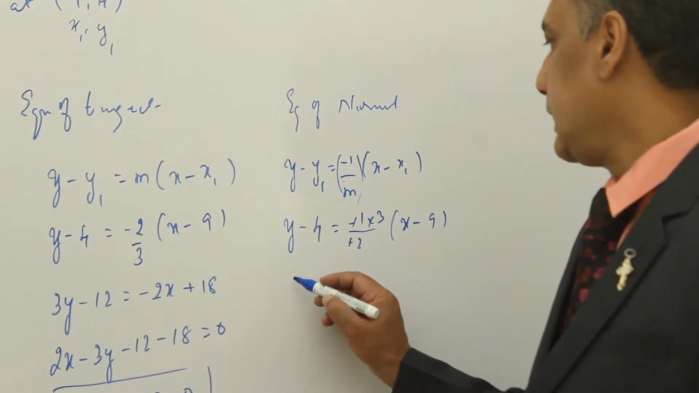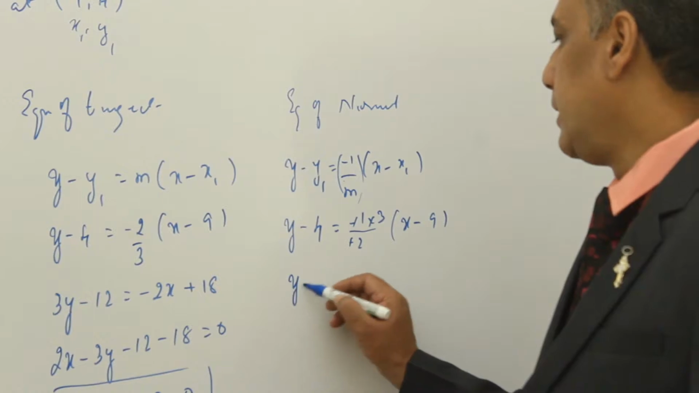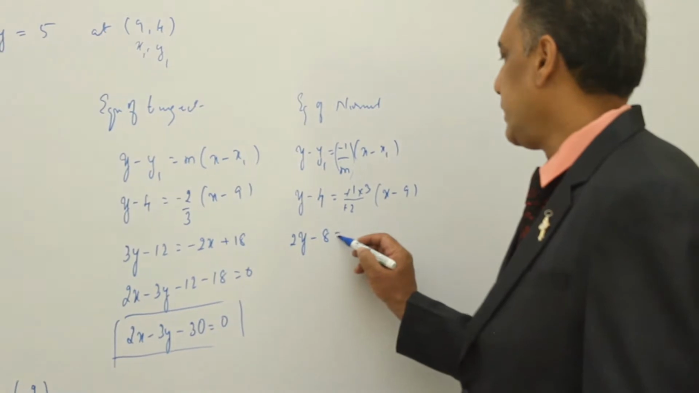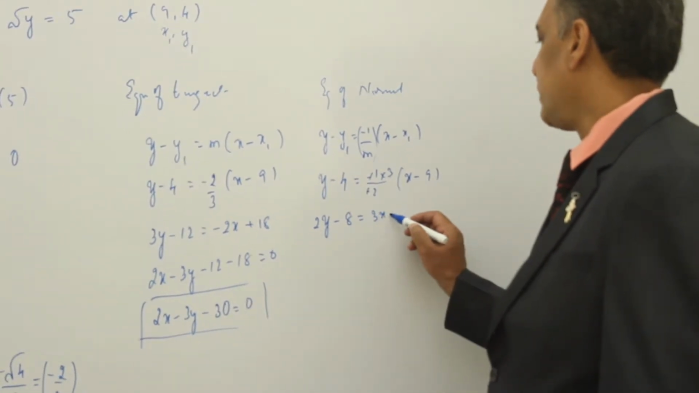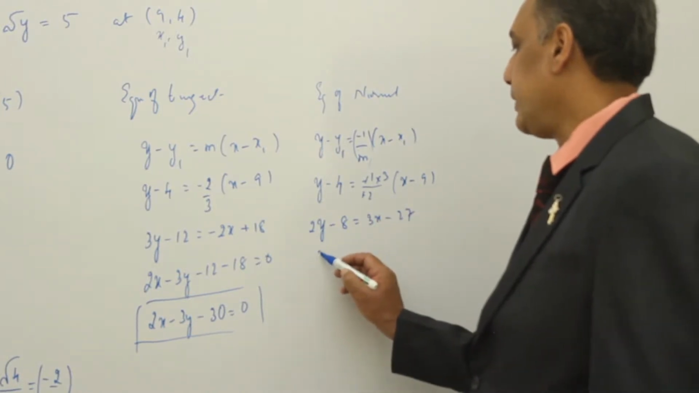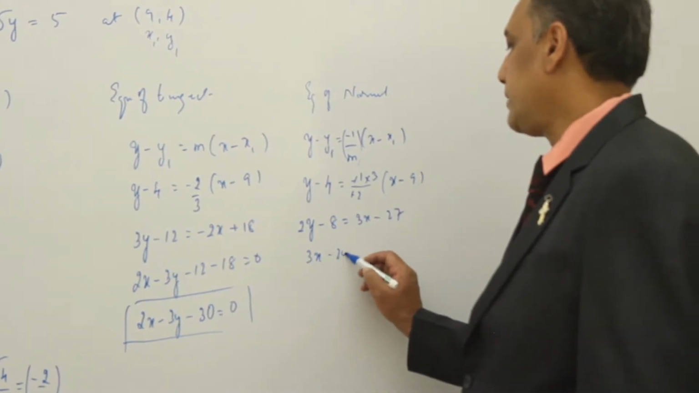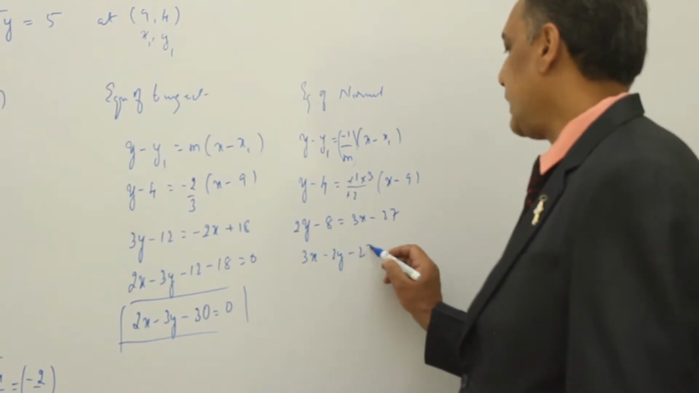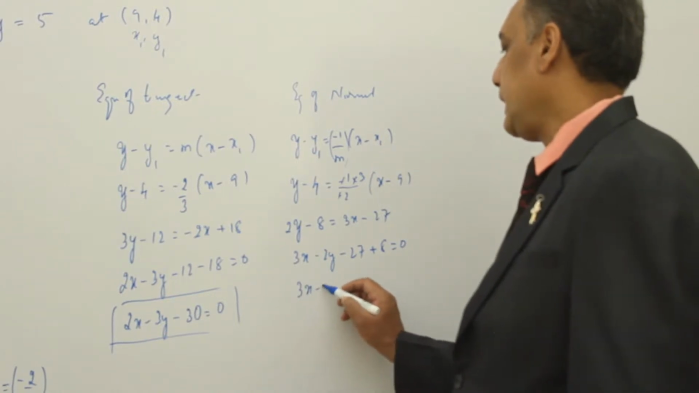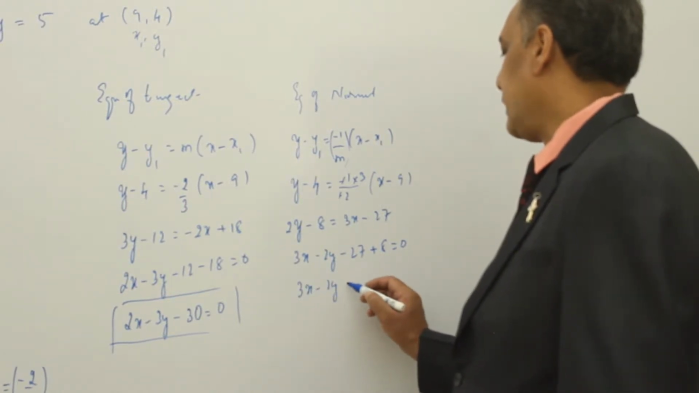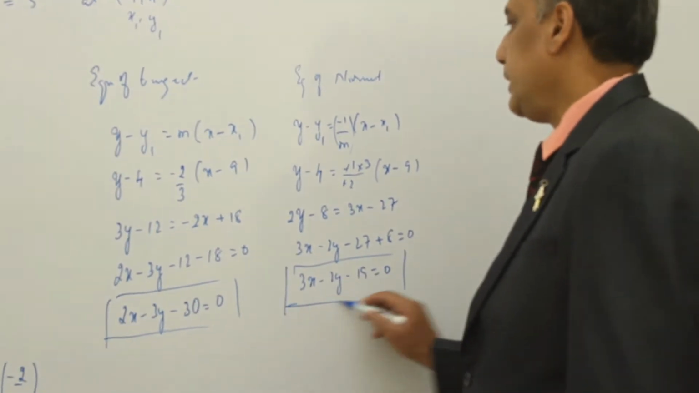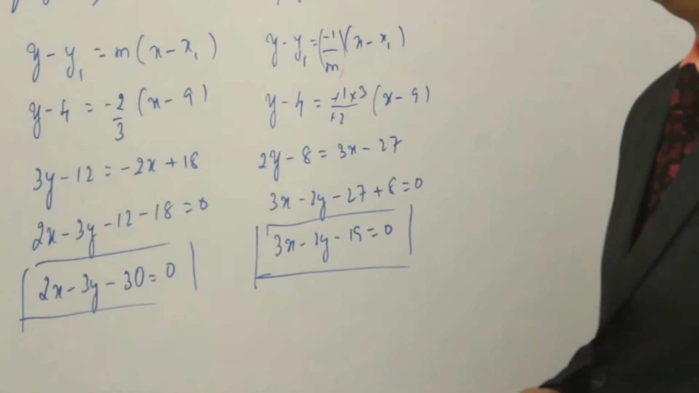So therefore you will be getting the equation: this 2 goes this side, so it will become 2y minus 8 equal to 3x minus 27. Shifting everything that side, you get 3x minus 2y minus 27 plus 8 equal to 0. So therefore you will get 3x minus 2y minus 19 equal to 0. That will be the equation of the normal.